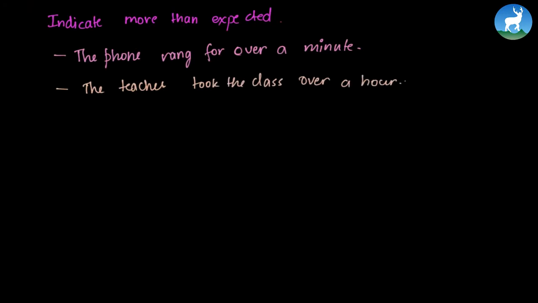The teacher took the class over an hour. Your teacher was supposed to take a class for 15 minutes, but she took a class for more than an hour. And that is the reason you are saying that it was not expected because she was supposed to teach you for 15 minutes, but it has already been an hour and more than an hour. So you say the teacher took the class over an hour.